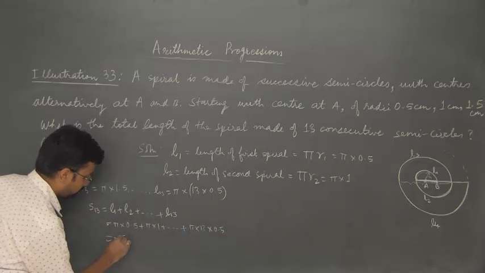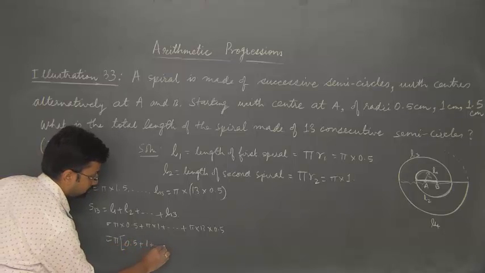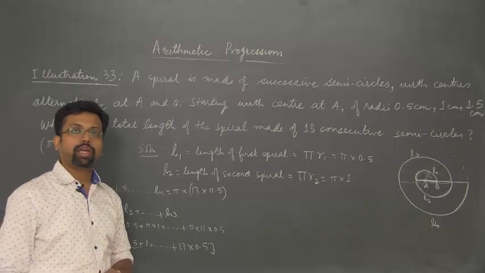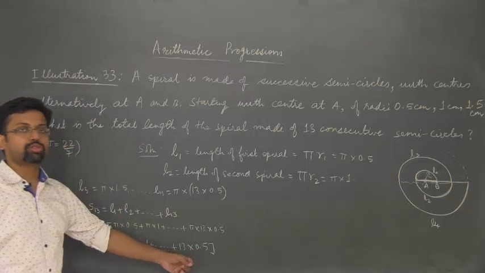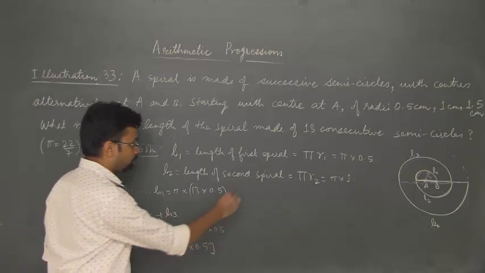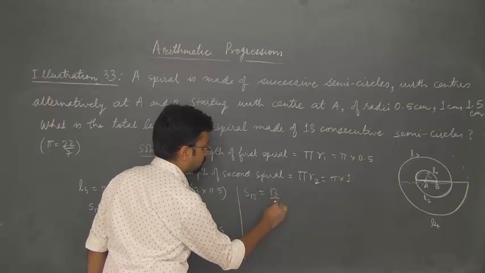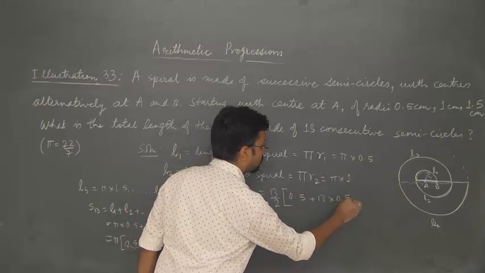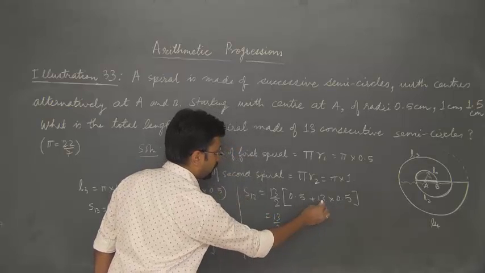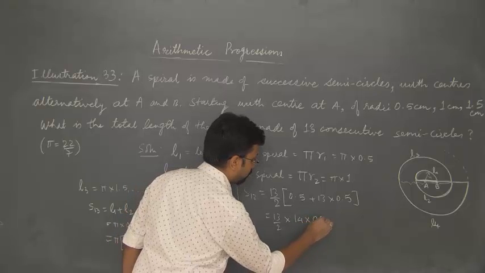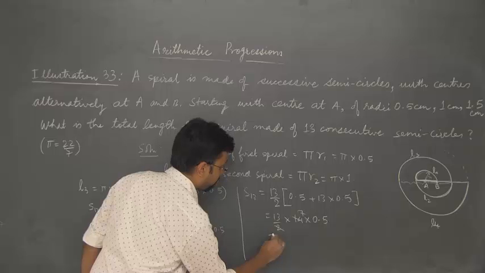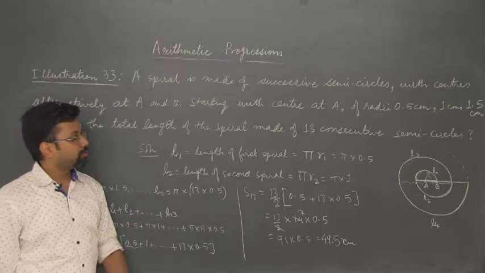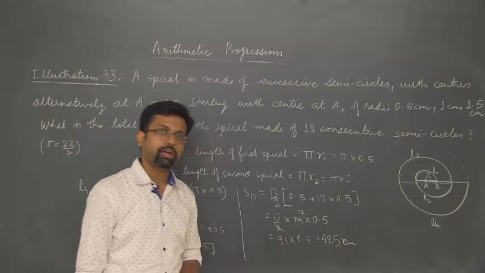You take out pi to be common. You again have an AP. You have an AP whose first term is 0.5 and the common difference is 0.5, and you have the last term also known. Last term is 13 into 0.5. So you use the formula, number of terms is 13. So n by 2, a plus l. A is 0.5 and the last term is 13 into 0.5. So you obtain 13 by 2 and this will be 14 into 0.5. You have 91 into 0.5. So you have the length of a spiral for 13 consecutive semicircles equal to 45.5 centimeters.